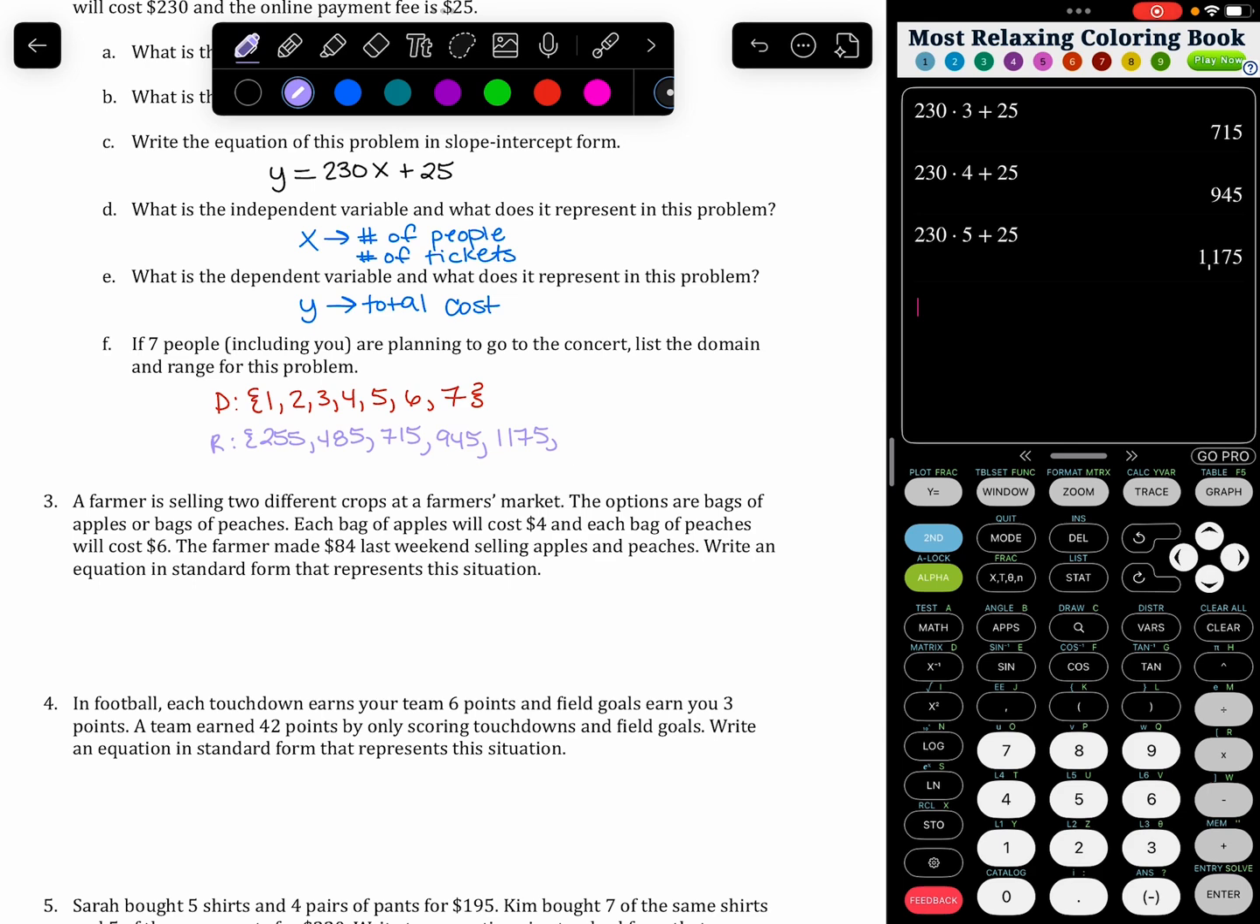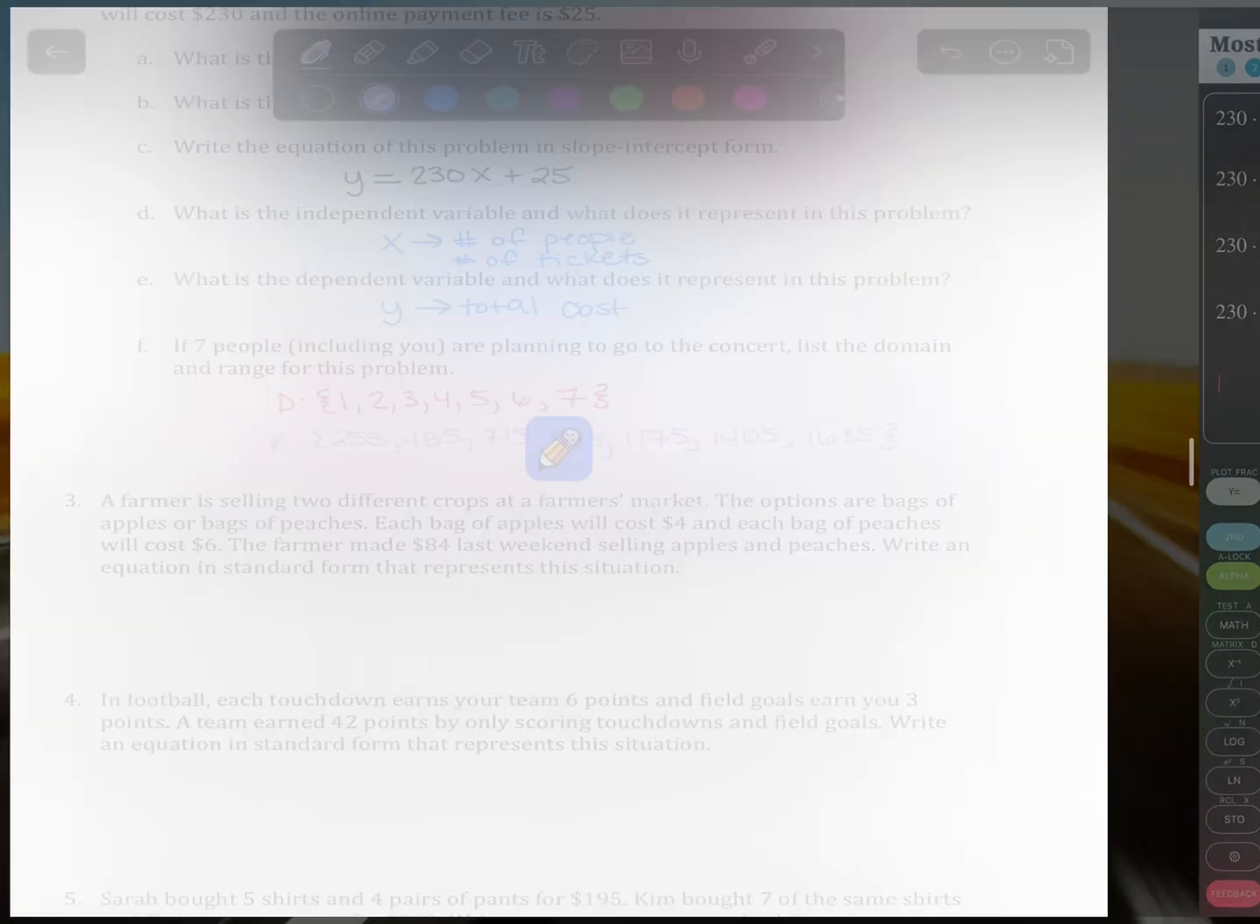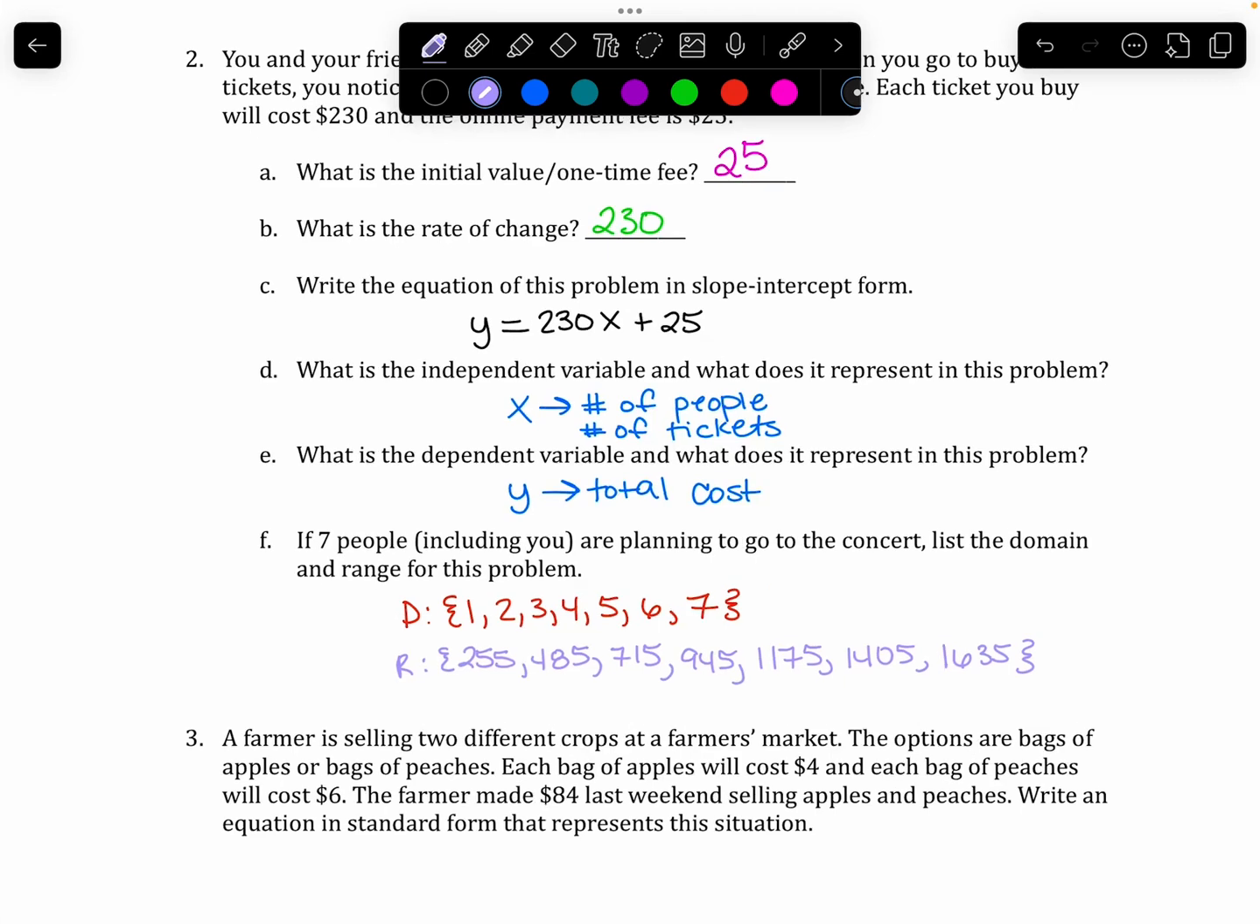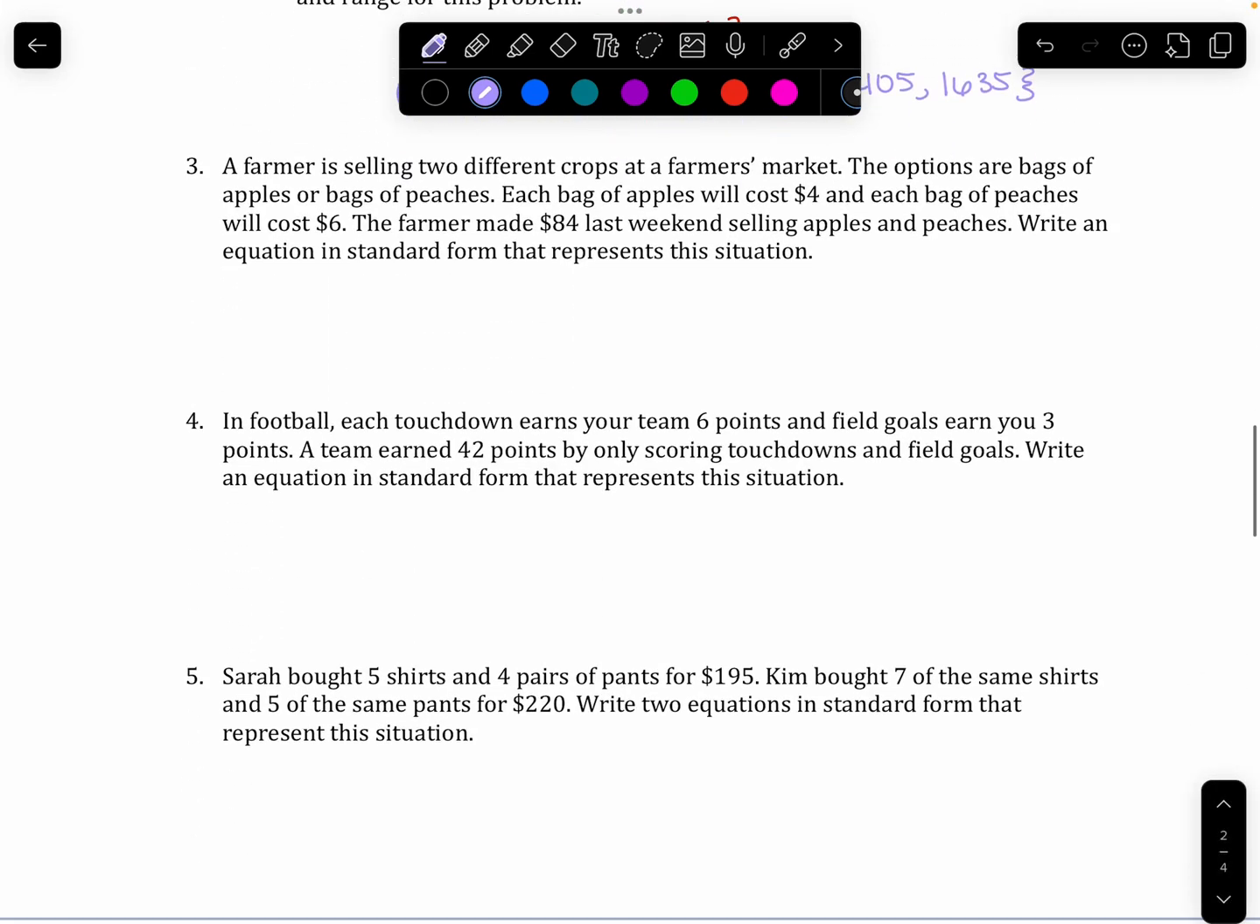230 times 5 plus 25 is 1,175. 230 times 6 plus 25 is 1,405. And then lastly, 230 times 7 plus 25, you are going to be paying $1,635 for all 7 people to go. That's a lot of money. 1, 2, 3, 4, 5, 6, 7. Very good. Okay. Excellent.